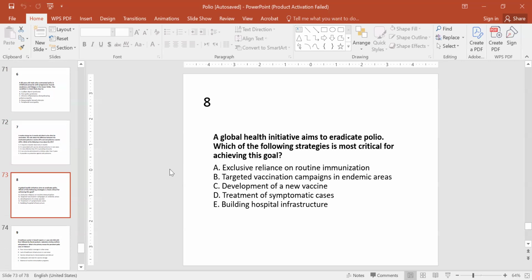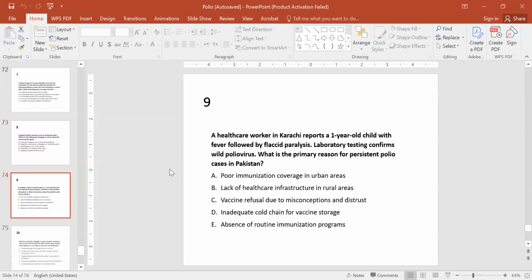Which of the following strategies is most crucial for achieving this goal? Option A, exclusive reliance on routine immunization, or targeted vaccination campaigns in endemic areas, or development of a new vaccine, or treatment of symptomatic cases, or building a hospital infrastructure. B. Yes, B is the right answer.